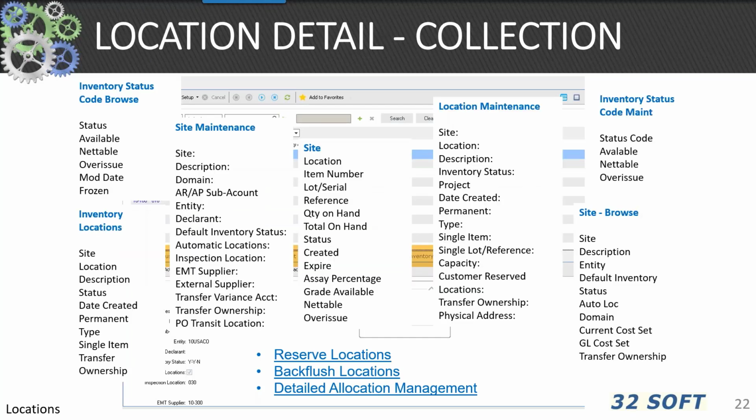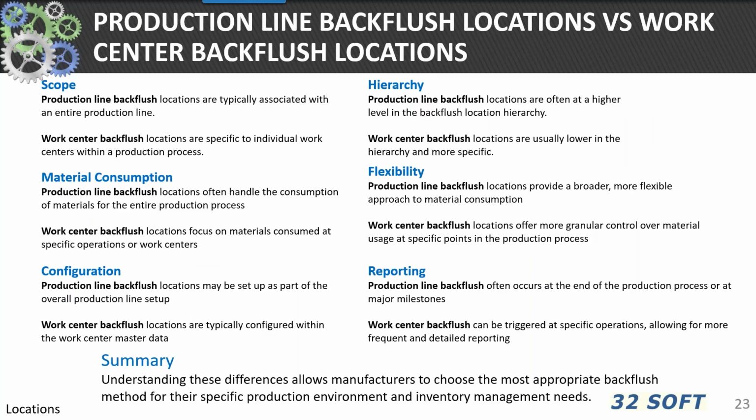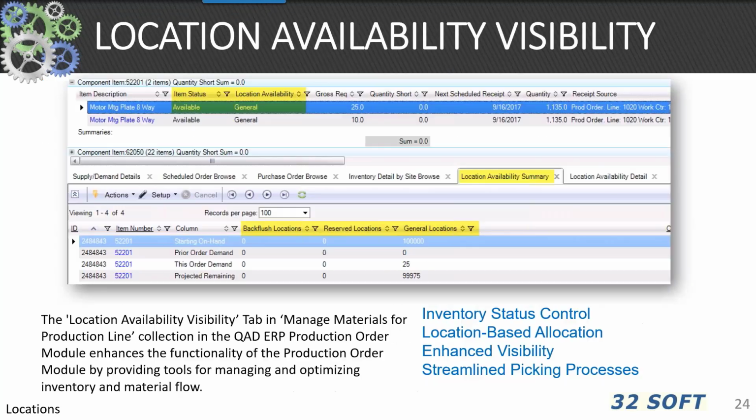You can see from the plethora of data elements in this one collection, from inventory status code to site maintenance to location maintenance to inventory status code maintenance, everything you need to manage locations for a product line or work center. Here is a comparison sheet of production line backflush locations versus work center backflush locations to measure yourself against when setting up for production orders.